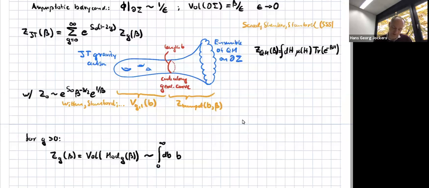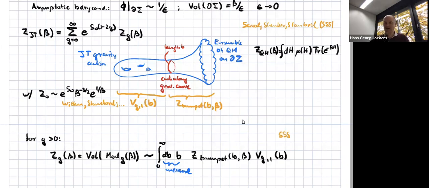So this is now the gluing measure. And then we get the wanted result by taking this trumpet piece, which depends on b and beta, and multiplying it with the volume of the moduli space of this remaining piece with this geodesic boundary. Okay, so why is this a good strategy to do?